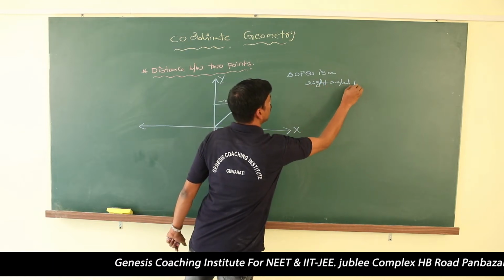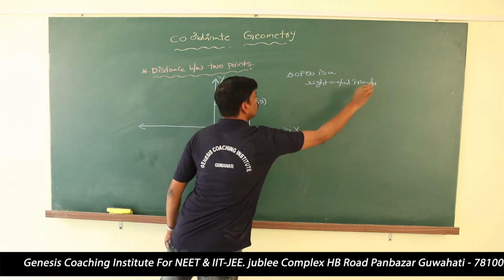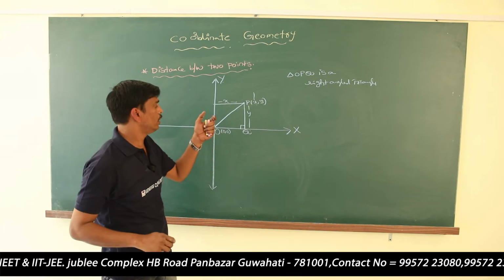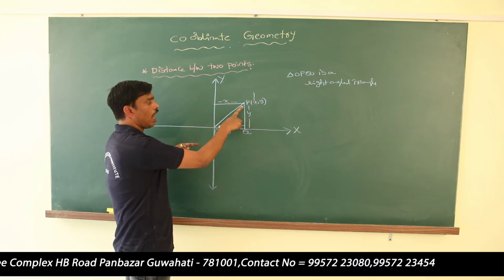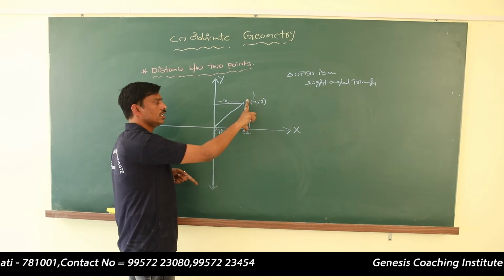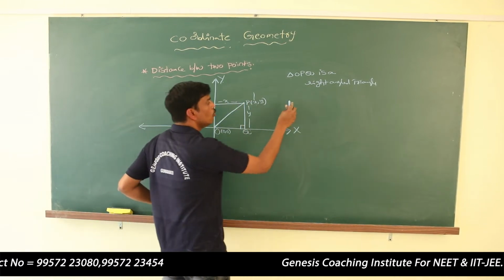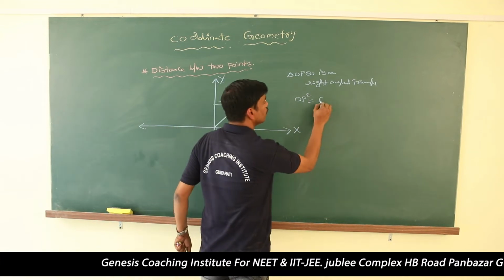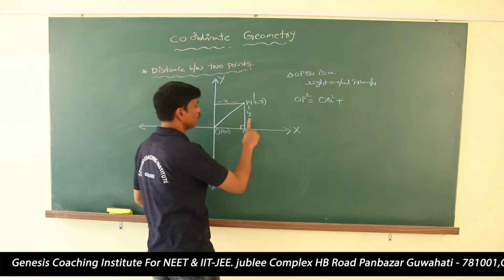Right angle triangle. So we know the Pythagoras statement. What is the Pythagoras statement here? The hypotenuse square is equal to the sum of the squares of the adjacent sides. So that means here OP square is equal to OQ square plus PQ square.